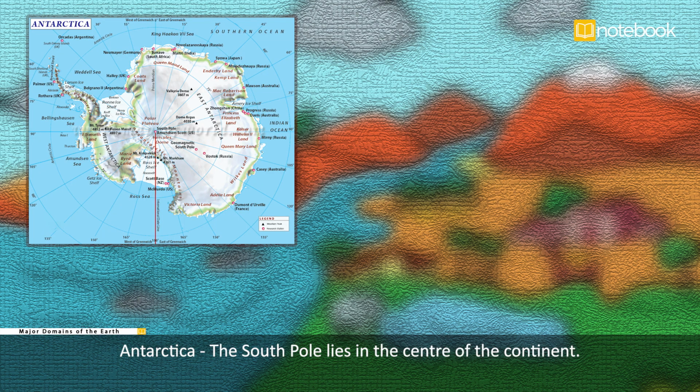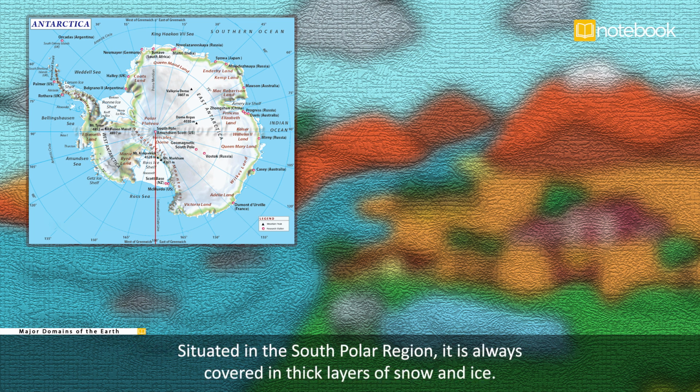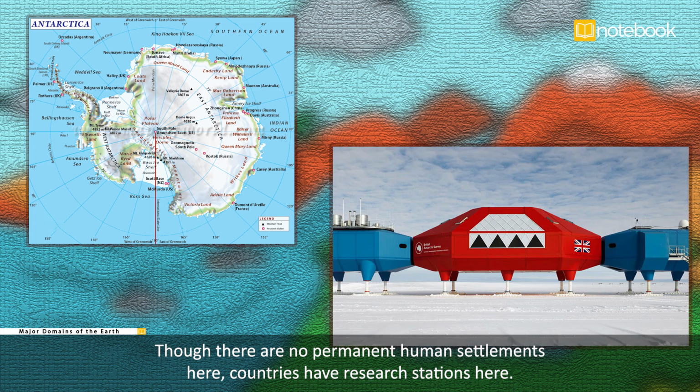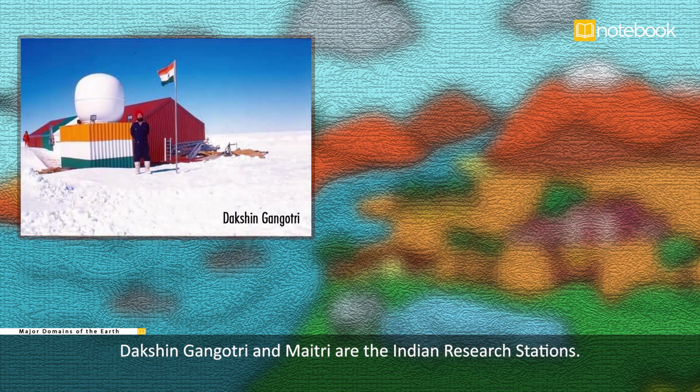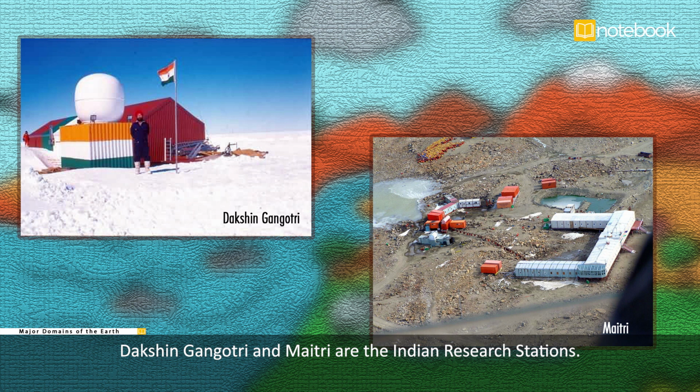Antarctica. The South Pole lies in the center of the continent. Situated in the South Polar region, it is always covered in thick layers of snow and ice. Though there are no permanent human settlements here, countries have research stations here. Dakshin Gangotri and Maitri are the Indian research stations.